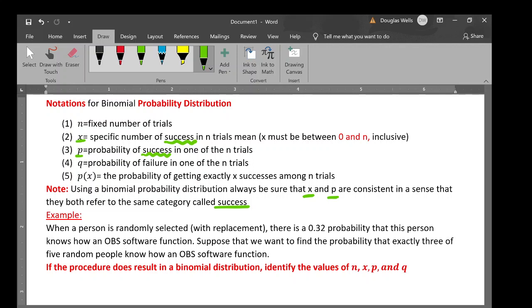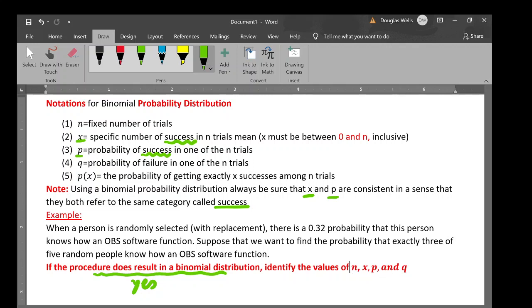Let's do one example. When a person is randomly selected with replacement, there is a 0.32 probability that this person knows how OBS software functions. Suppose that we wanted to find the probability that exactly 3 of 5 random people know how OBS software functions. If the procedure does result in a binomial distribution, and in our case it did, since this was my previous example, then you identify the values of n, x, p and q.